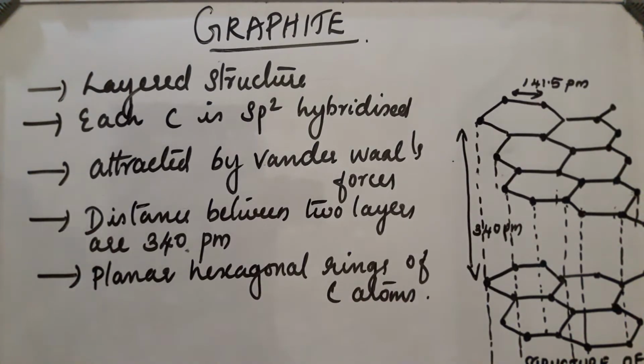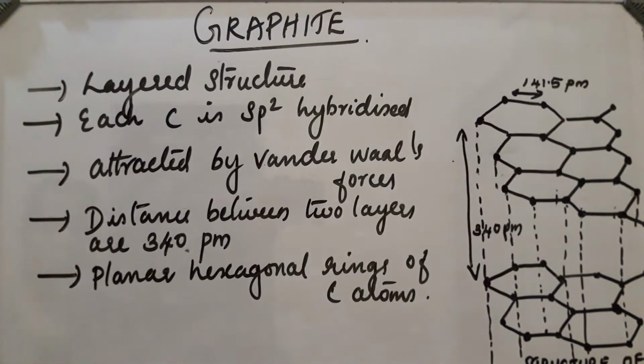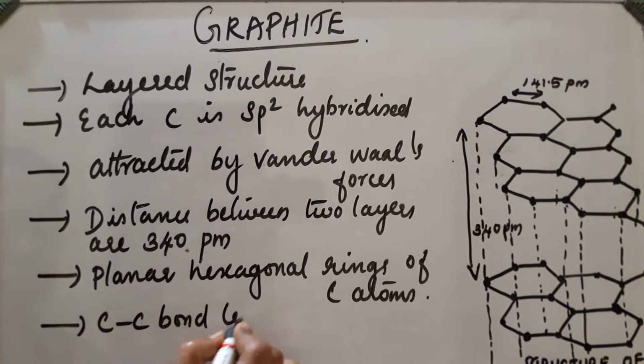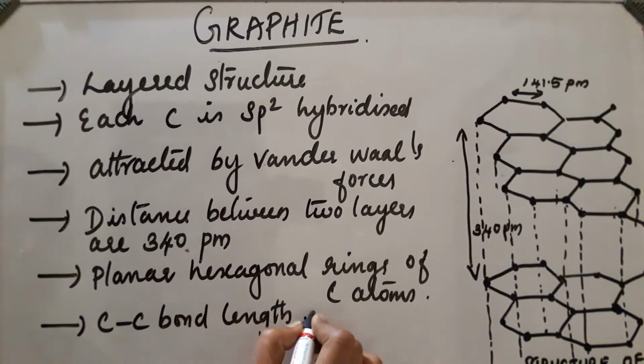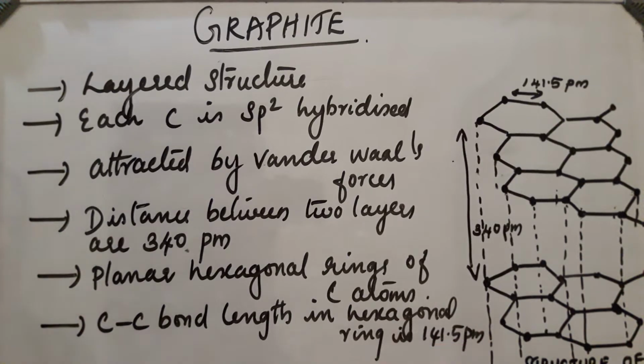And the C-C bond distance in these hexagonal rings is 141.5 pm. So the C-C bond length in a hexagonal ring is 141.5 pm.